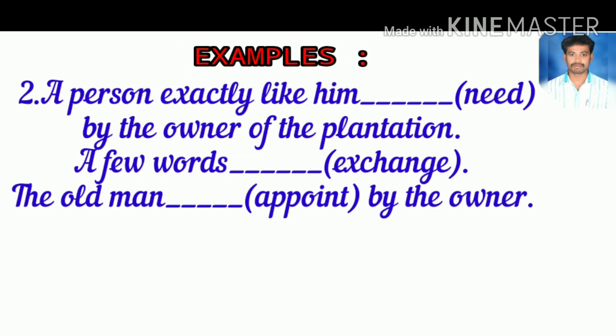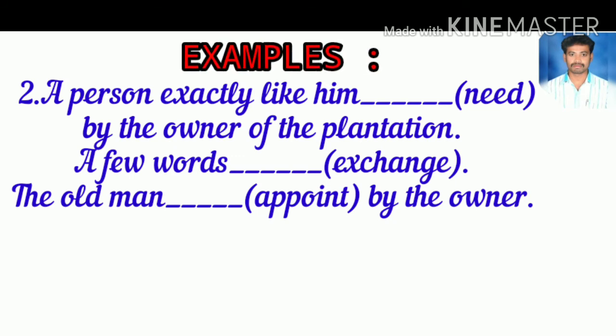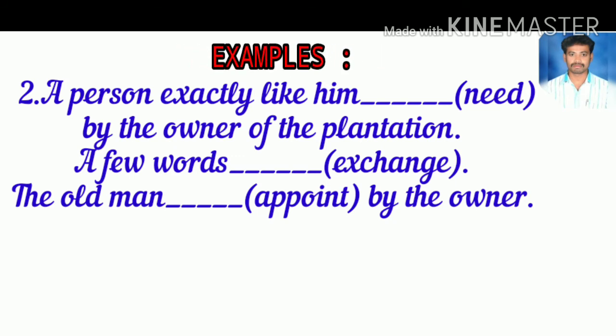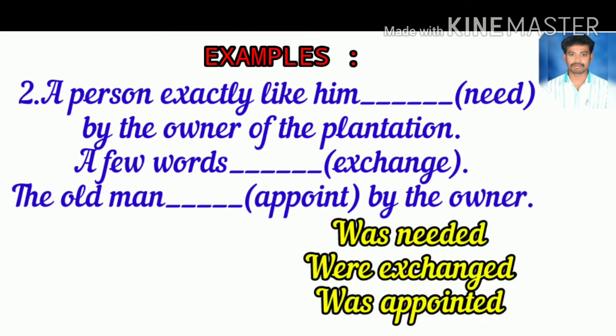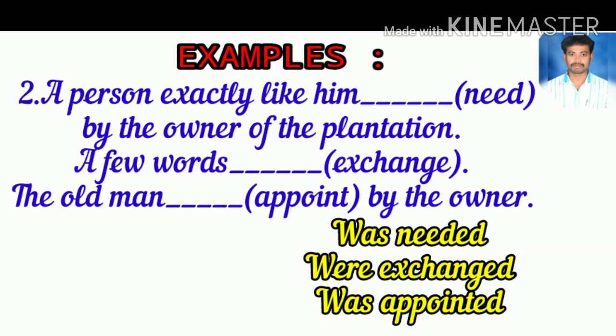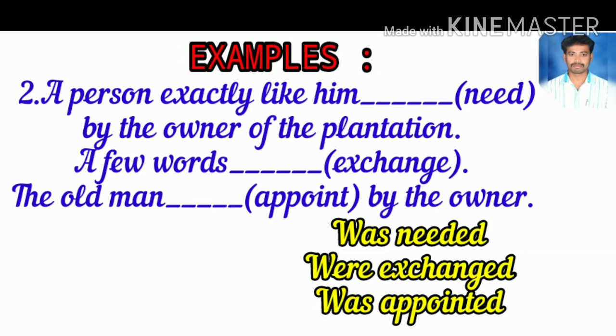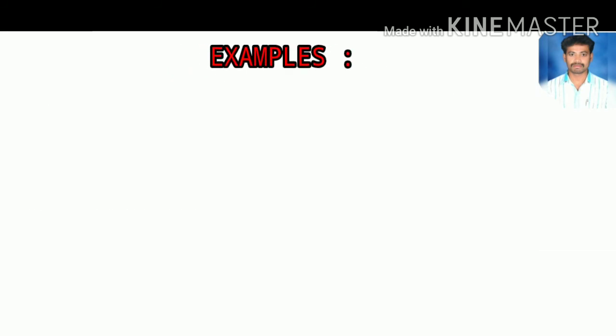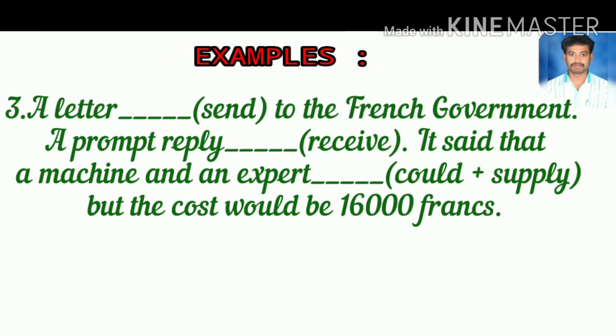Okay, and then a few words, so this is the plural one. So that's why were exchanged, V3. Here were exchanged is the past participle verb form. And then here the old man is singular, so that's why I want to use was. Appointed, was appointed. Okay, so you'll see the next one. That is the last one, from the 2D.